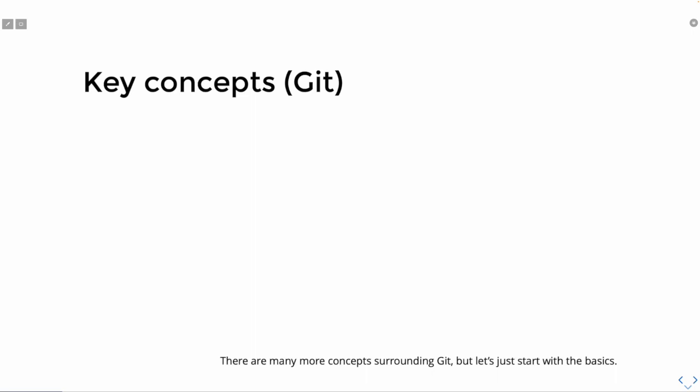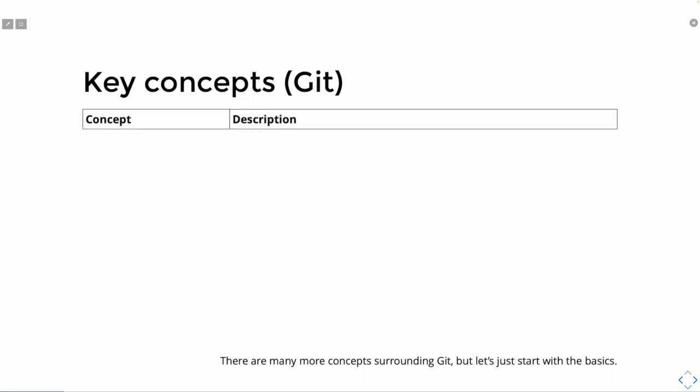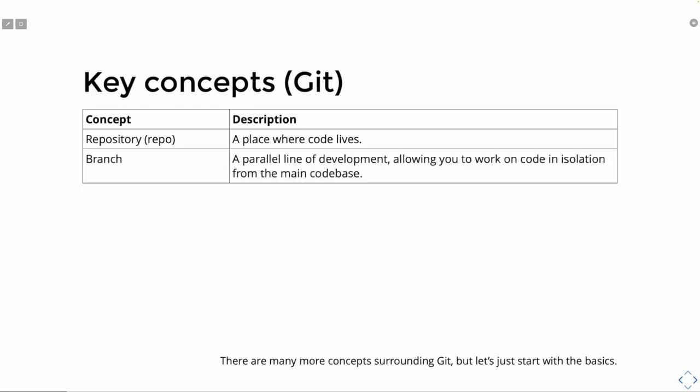So what are some key concepts? In Git, we have what's called a repository, and you can think of this as just a place where code lives. We often just call it a repo. A branch is a parallel line of development allowing you to work on code in isolation from the main code base. If you consider main as being the trunk, in SVN speak, a branch is basically a snapshot from that point where you can work in isolation and then merge at some point.